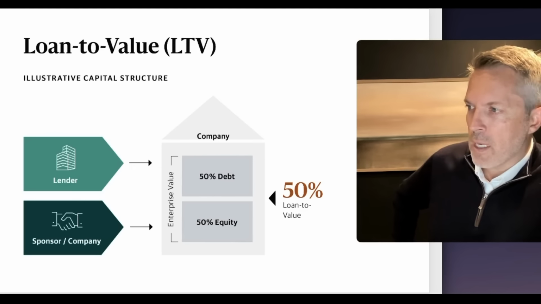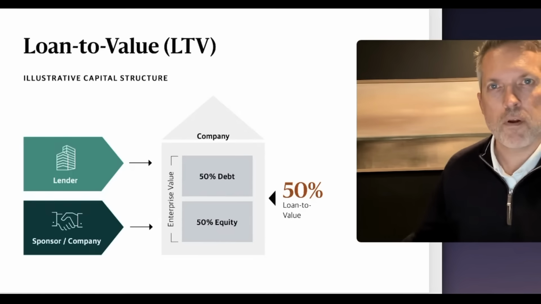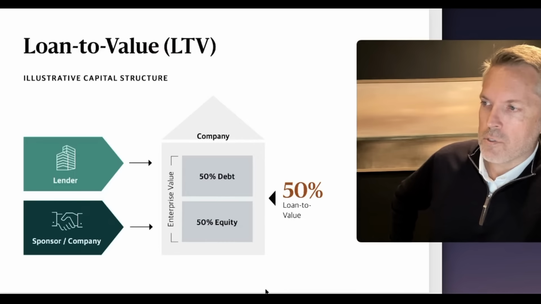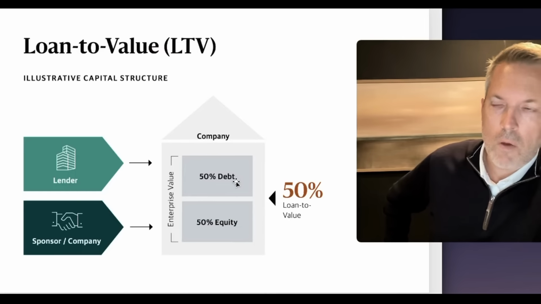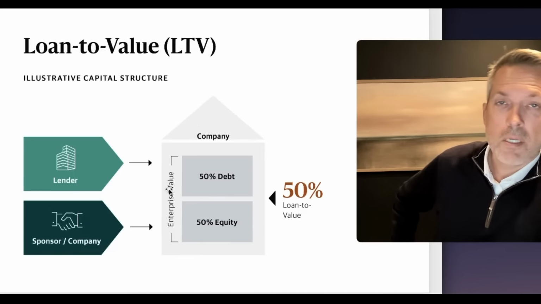So here you have the lender, that's us, and the sponsor company. The sponsor might be a private equity firm that is buying this company. And then you have over here in this fancy little triangle block thing, the company with its 50% debt, the loan that we just made, and of course the equity below that. And that is the total enterprise value of this company, the debt and equity.